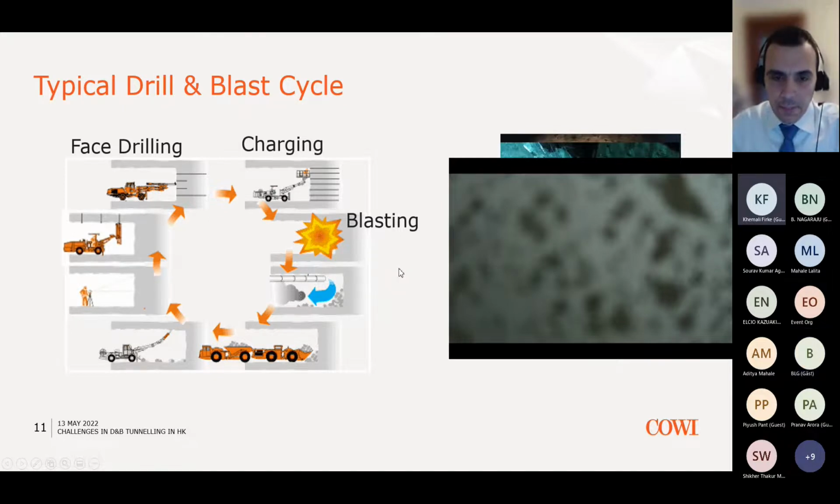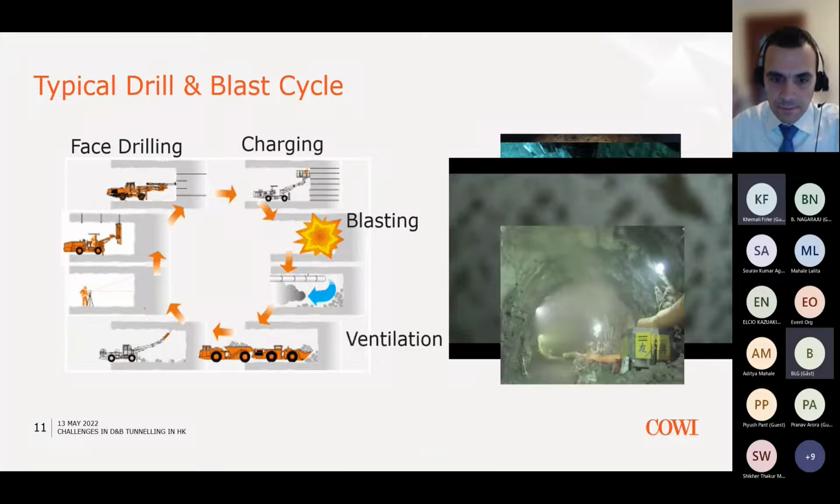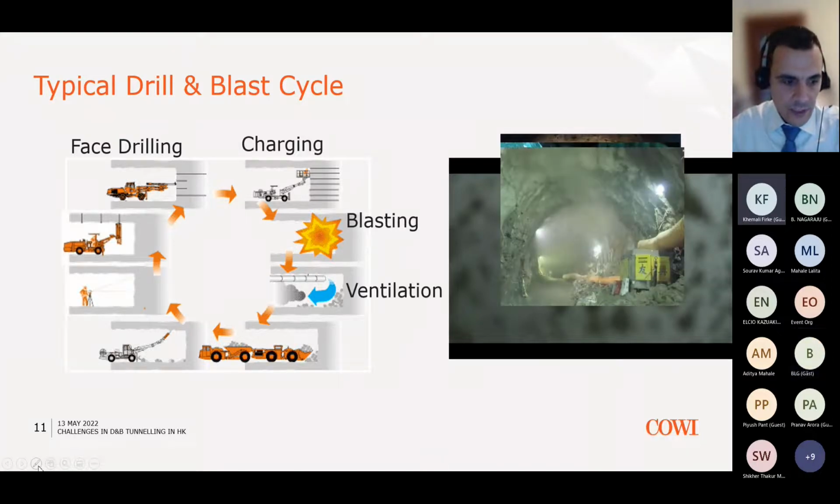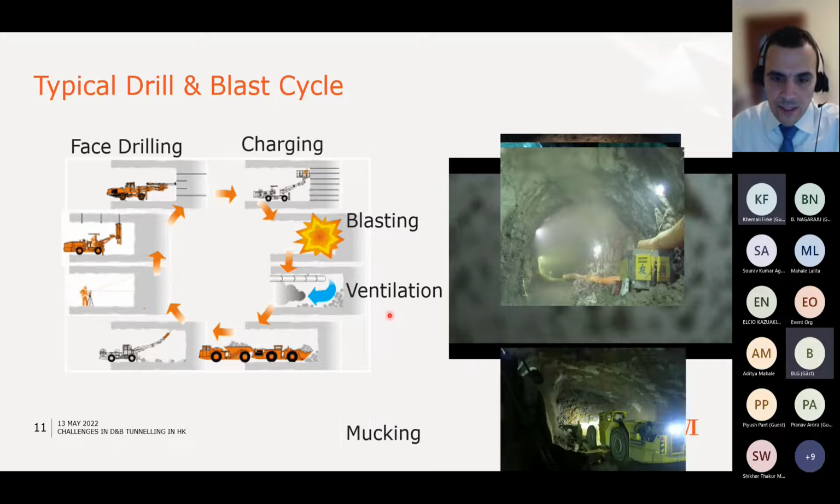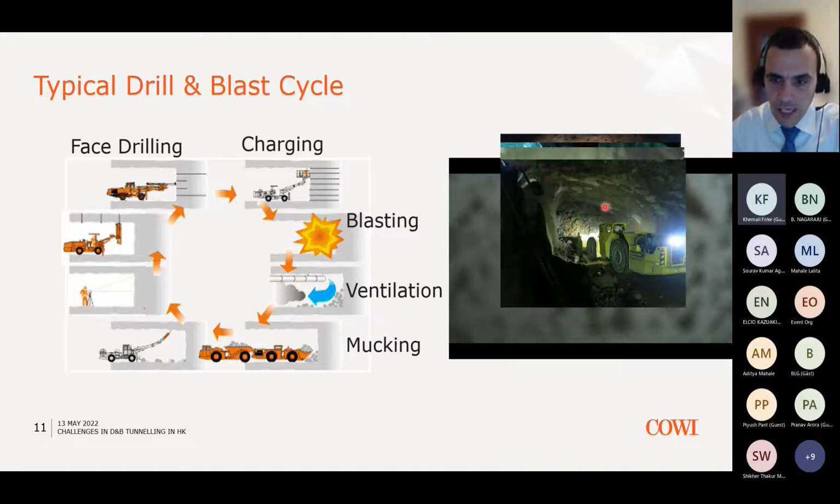The next part of the cycle is the ventilation. You need to bring fresh air to the face and remove all the particles that might cause any health problems to the people underground. So you need to bring good quality air to the face. This is then followed by mucking, so you need to remove all the blasted material, the blasted rock, and that is a big task and can take anything between 6 to 10 hours to remove all this rubble.